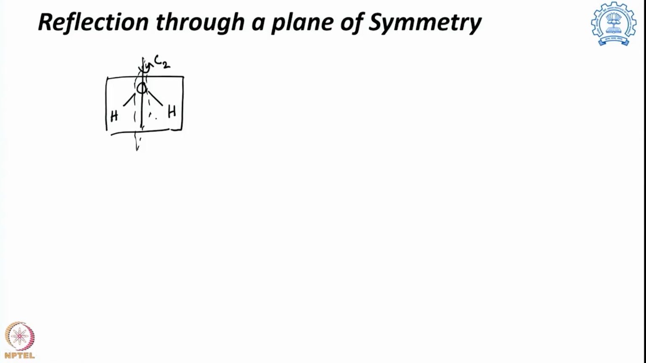You can see each of these 2 sigma planes actually contains the principal axis C2, so they will be sigma V planes. So in H2O, the principal axis is a C2 and you have 2 sigma V planes, and they are sigma V because they contain the C2, they are not perpendicular to it.